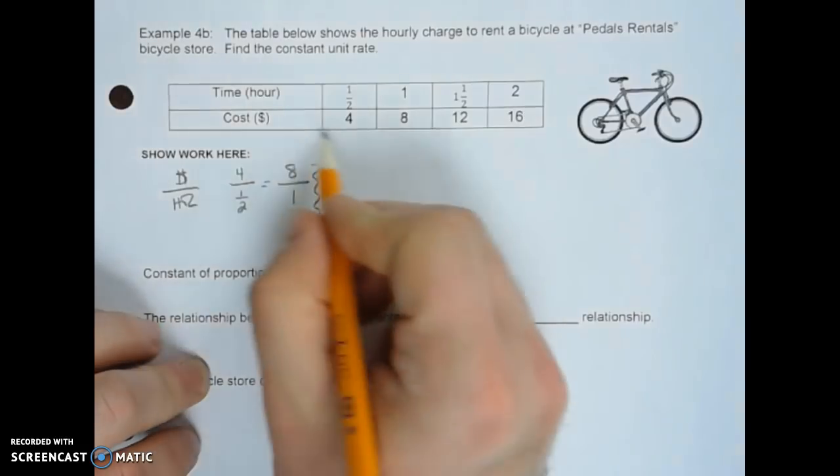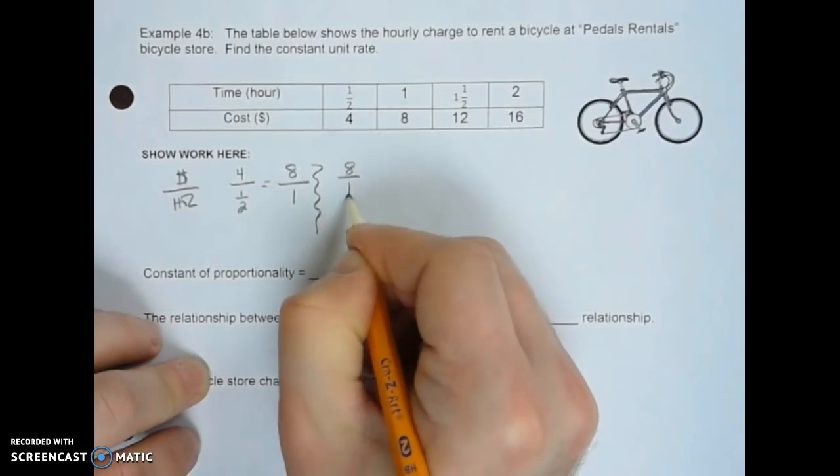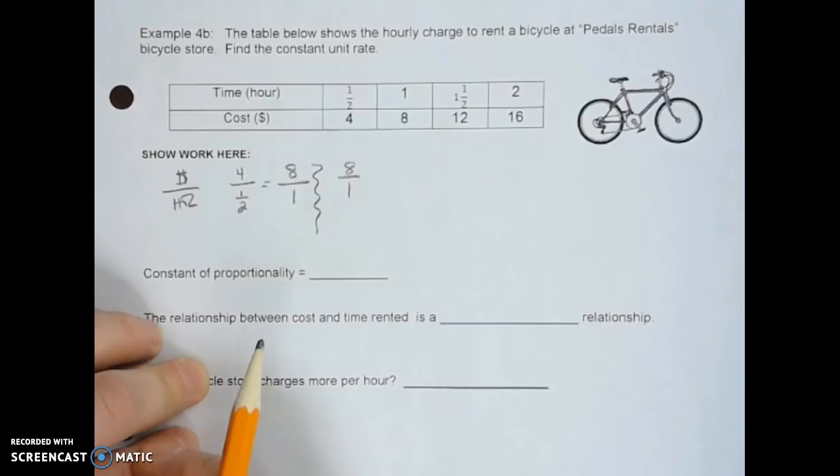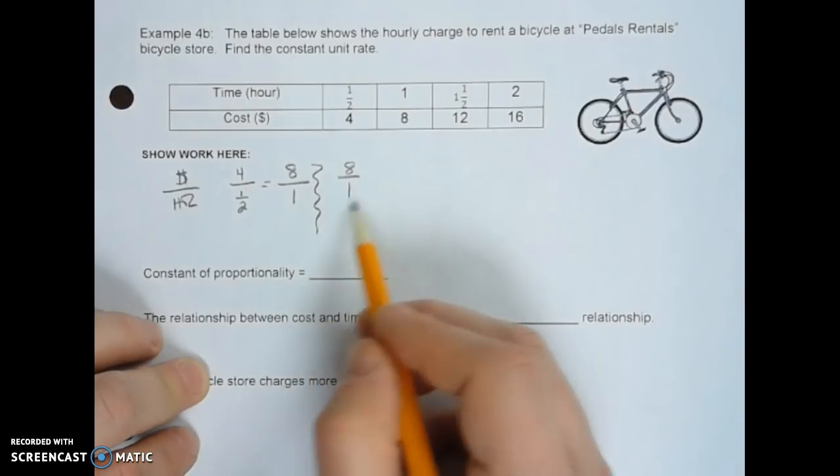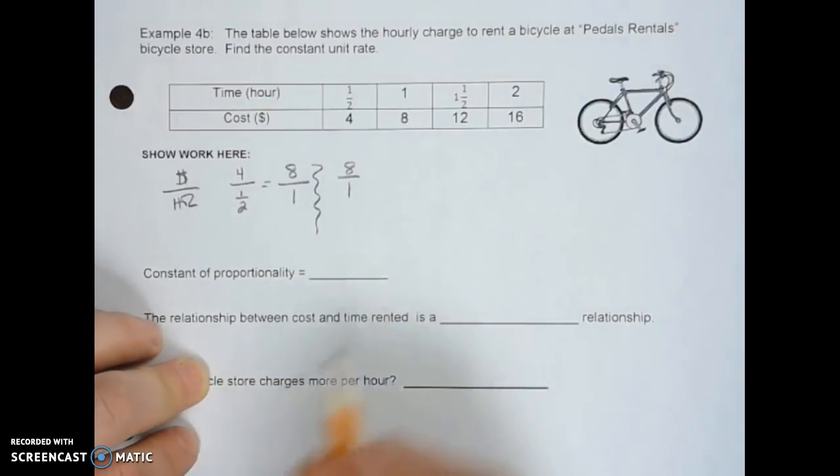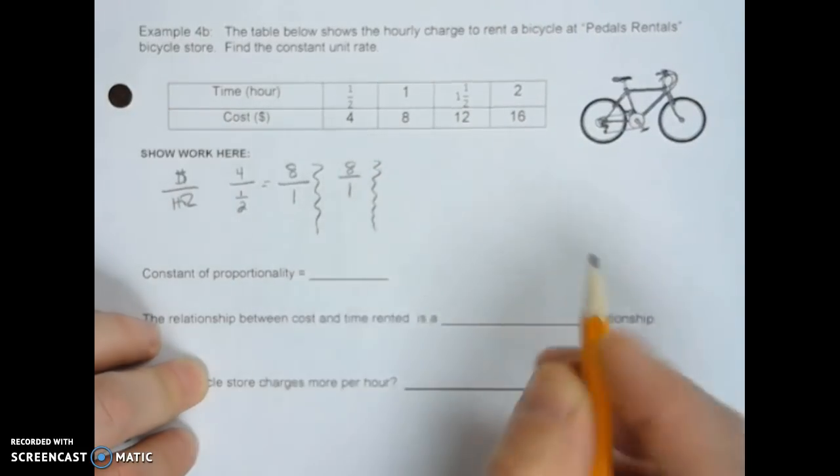The next set of data says that the cost is $8 for 1 hour. This is nice. We don't have to do anything because the unit rate, we can tell this is a unit rate already because the denominator is a 1. So we'll move on to the next set.